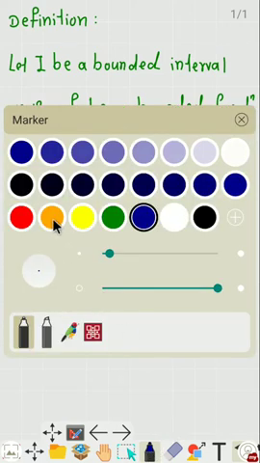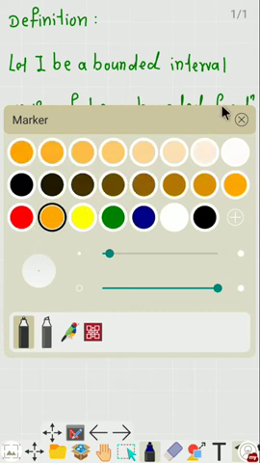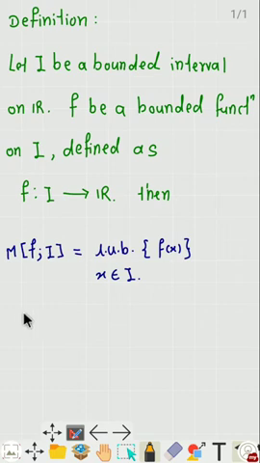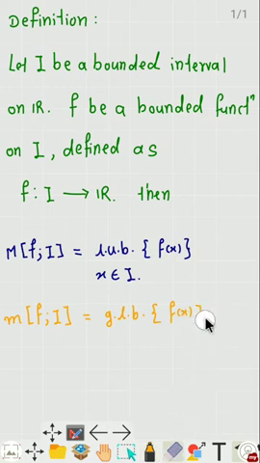And we write the second: small m of f; I is equal to, this is the notation for the greatest lower bound of all values of function f of x where x belongs to I. Okay, so these are the two important notations that we will use further.